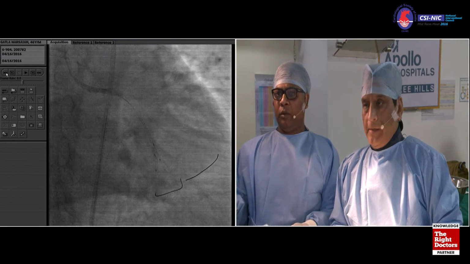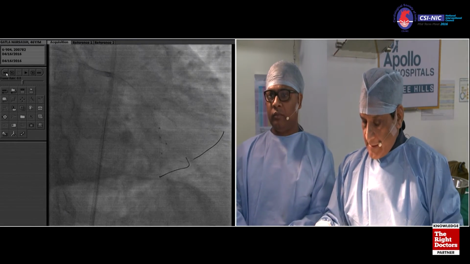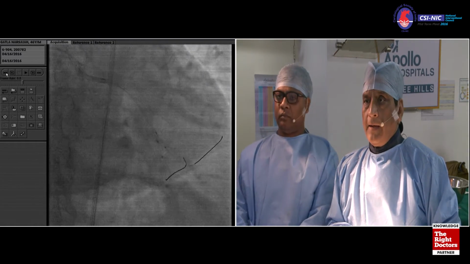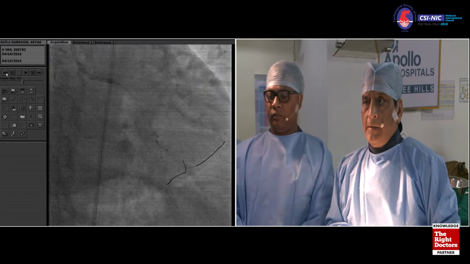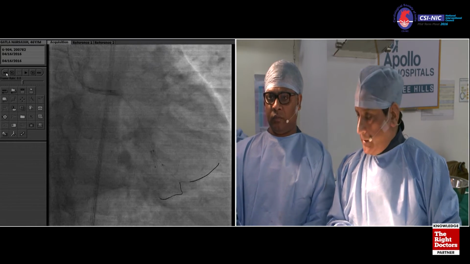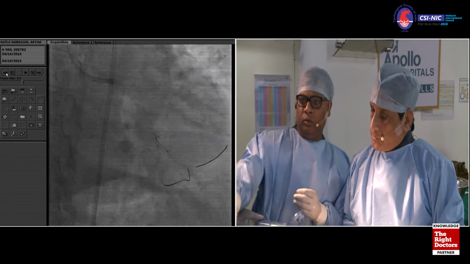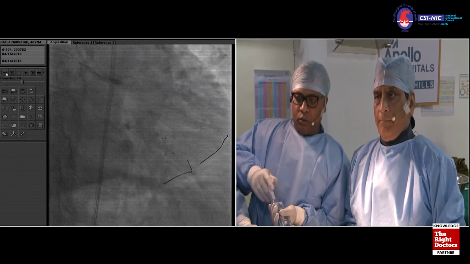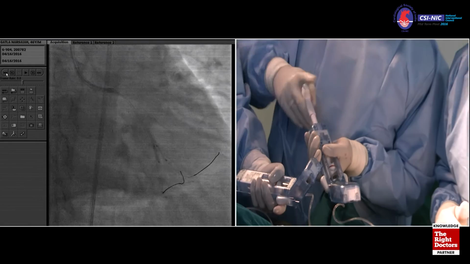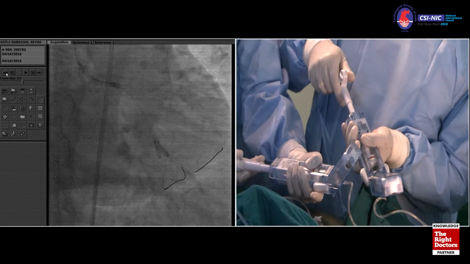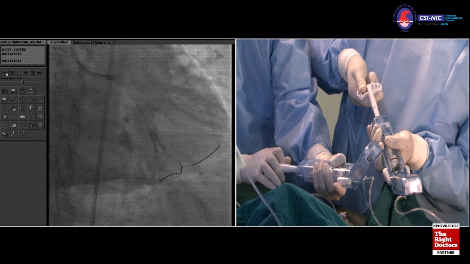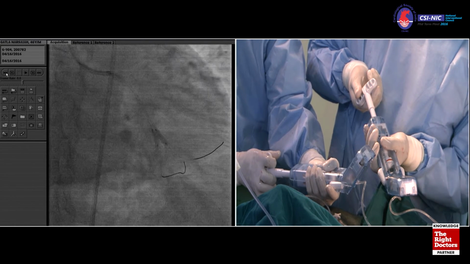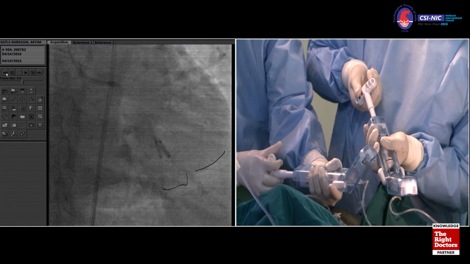What's the balloon size of this one? Yeah, both 2.5 non-compliant NC Trek. The stent was also 2.5. Okay, let's go up. Actually, he should have dilated. Go both. Yep, going. 2, 4, 6, 8, 10, 12, 14. Did your balloon slip off to distal? No, good, negative.